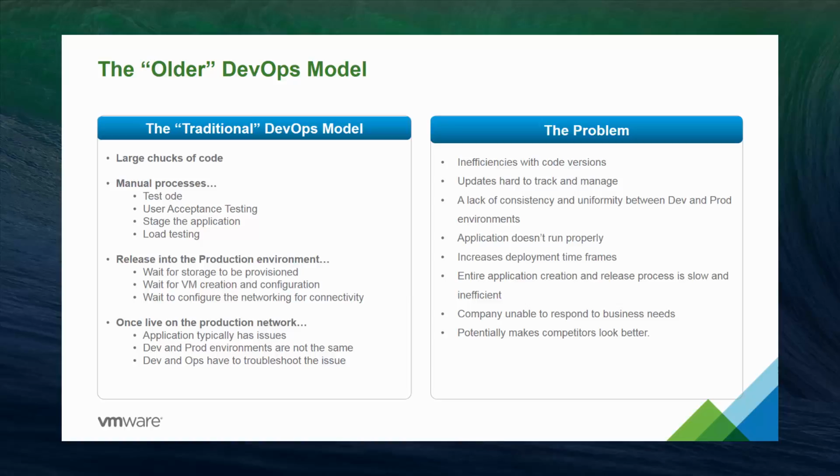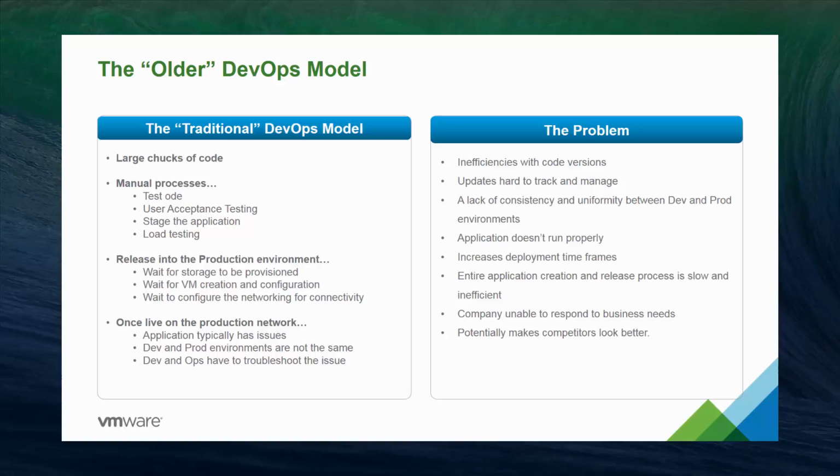The lack of consistency and uniformity between the development and the production environments, again, causes those applications to not run properly once they're put into the production environment. And again, this increases the time frame to deploy the application to get it running. So this entire application creation and release process is very slow and inefficient under this model.